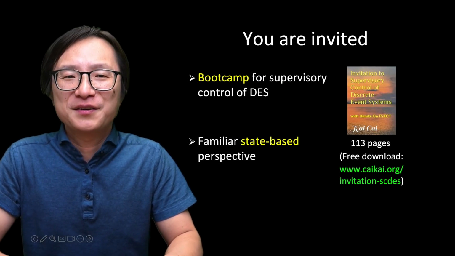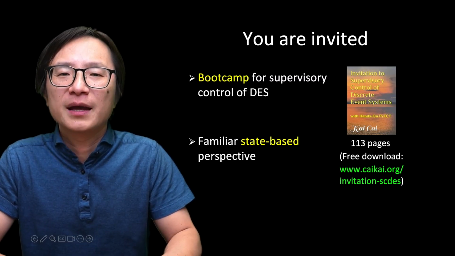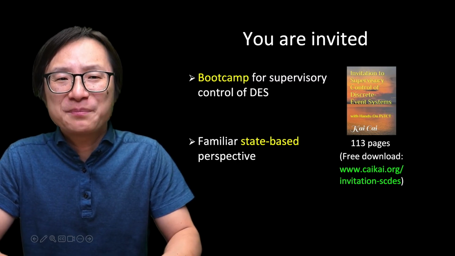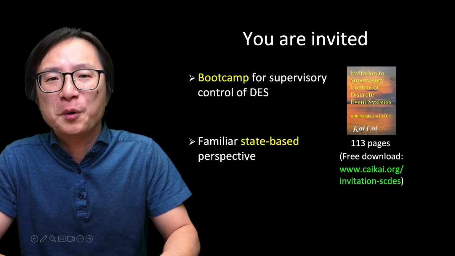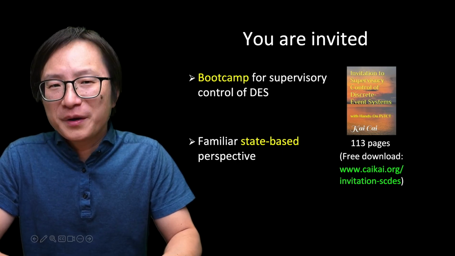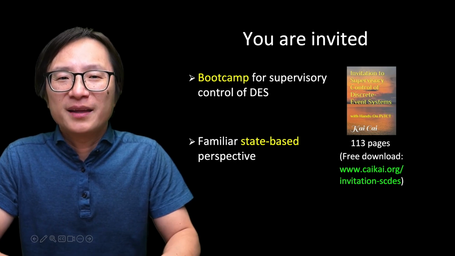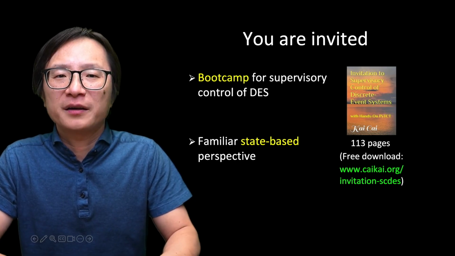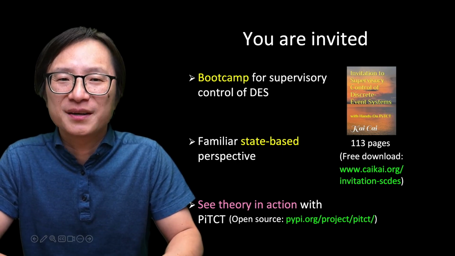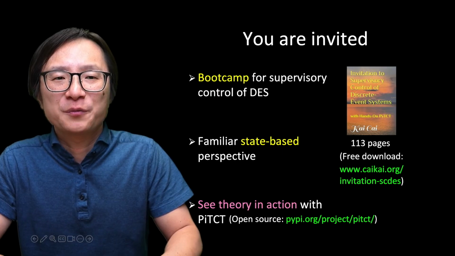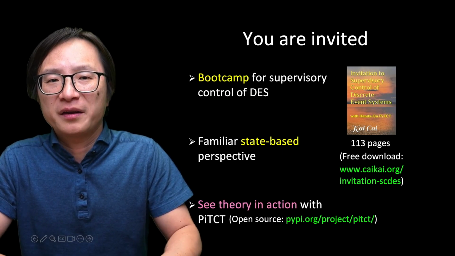So you are all invited to join this bootcamp for supervisory control of discrete event systems. We are going to take a familiar state-based perspective that makes the framework and math accessible. This bootcamp is accompanied by this little book of 113 pages that you can download for free from this website. More importantly, you will get to see the theory in action with our open source software tool, PyTCT, that you can download, install, and play with.